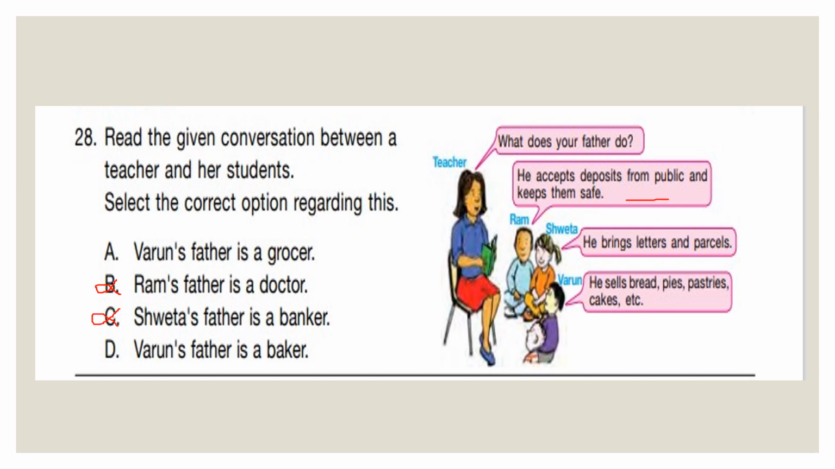Varun said he sells bread, pies, pastries, cakes, etc. That means Varun's father is a baker. So option D is correct. Varun's father is a baker, not a grocer. Option A is incorrect. Answer is option D.